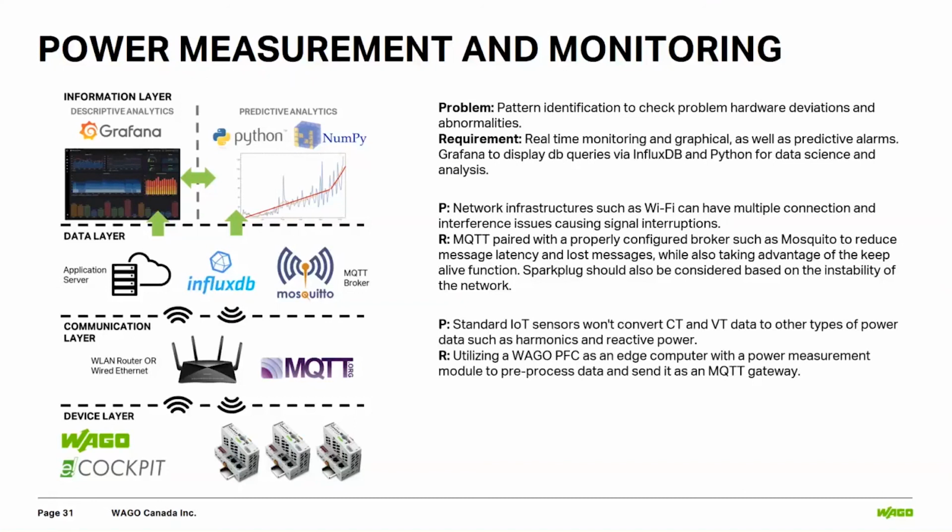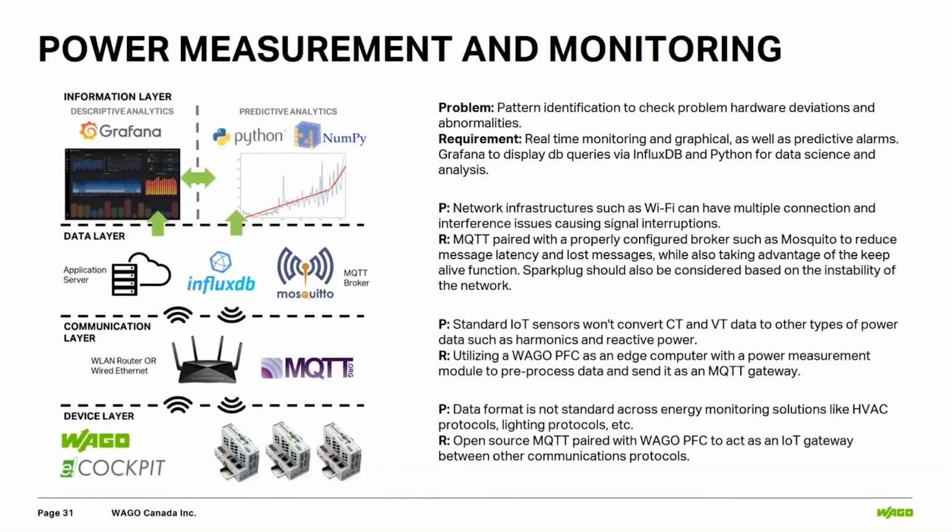So the next problem we have is maybe standard IoT sensors won't convert the current and voltage data to other types of power data, such as harmonics and reactive power. So in this case, we're using a WAGO PFC. We've got a power measurement module. We're connected to some CTs and some VTs. We're able to process the data from the bits and bytes that we're getting in from the CTs and VTs, turn it into voltage and current data, send it via JSON, MQTT, to the cloud. Now we have data in a format that makes sense.